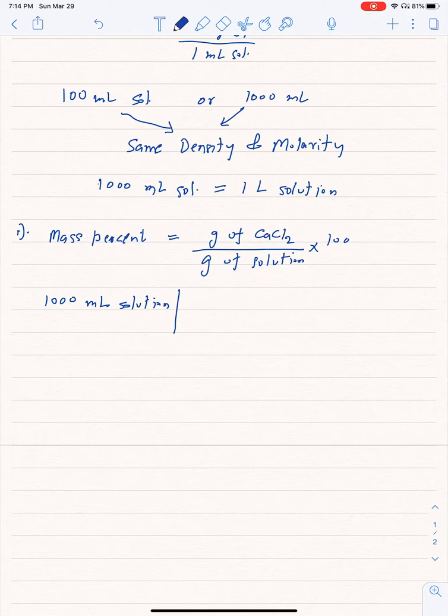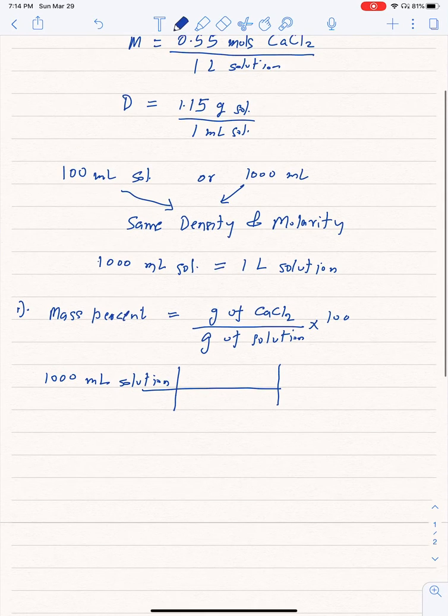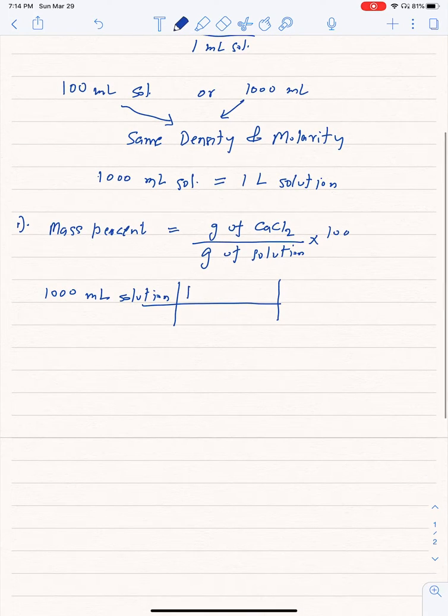I can go ahead and calculate the grams of the solution since I know the density of the solution. The density of the solution is given to be 1.15, so I'll write down 1.15 grams of the solution per milliliters of solution. When you set it up like that, the milliliters of solution cancels out and you get your answer in grams of solution. So 1000 times 1.15 is going to give you 1150 grams of solution.